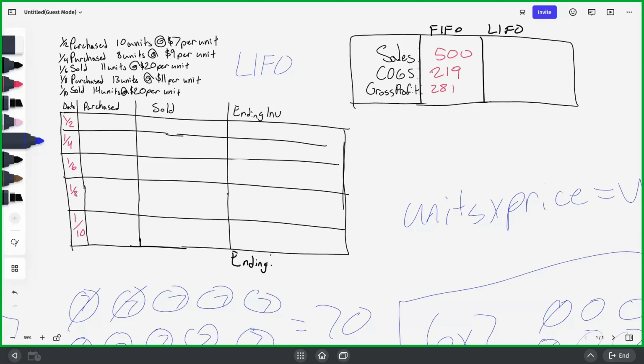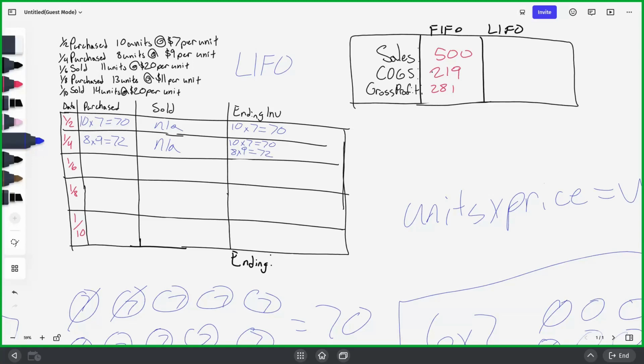So the fun thing about LIFO and FIFO is that no matter what, your purchases will always look the same. 10 units at $7 for 70. Nothing sold. So our inventory is still going to be 10 units at $7. We then have 8 units at $9 for 72. Nothing sold. And making sure ending inventory always keeps nice and tidy.